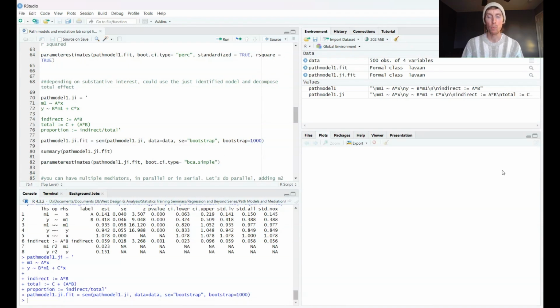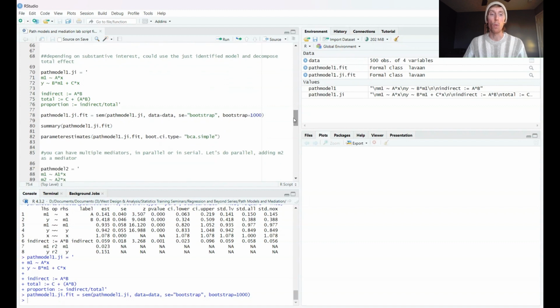Hi, everyone, and welcome to Path Models and Mediation Part 2. We are going to pick up right where we left off. So, we finished talking about the different types of bootstrap confidence intervals and the different things we can ask for, like standardized coefficients and R squared.